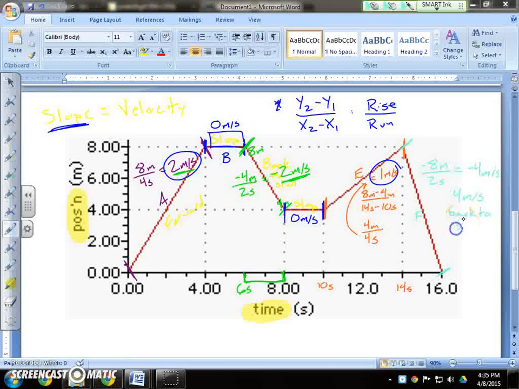Okay, and as long as you get that, we're probably in a very, very good place. Anyways, the next time we talk about graphs, we'll be talking about velocity versus time graphs.